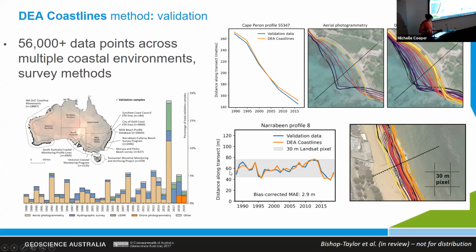And another way of looking at the correlation between the validation data and DEA Coastlines is this one here at Narrabeen, where you don't have significant retreat or progradation of the shoreline. Instead, you have a fluctuating shoreline. And in this case, the shoreline's fluctuating across about a 30-metre wide shore face. It's moving backwards and forwards with each year. It doesn't look particularly systematic. And this figure here is really just to illustrate that the grey swath across there is the width of a 30-metre pixel. And nevertheless, DEA Coastlines is tracking the validation data set pretty closely. It's pretty accurate stuff.